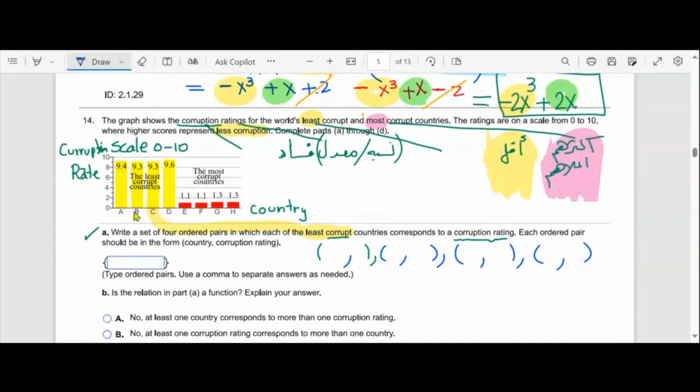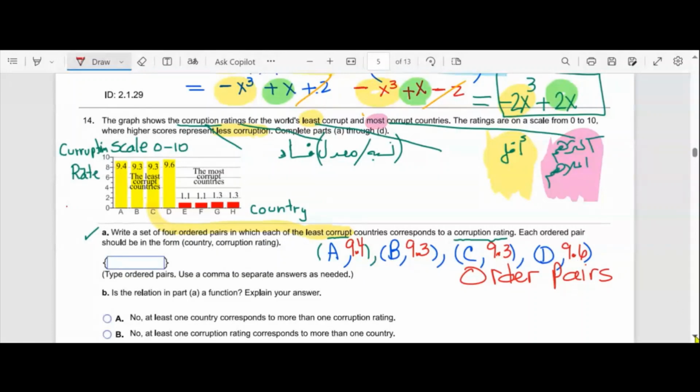Can you tell me the first country? What is the country name? A, B, C, D. Okay, how much is their rate of corruption? 9.3 or 9.4, 9.3, 9.3 and 9.6. That's it. This is how you make ordered pairs and how you represent the values.